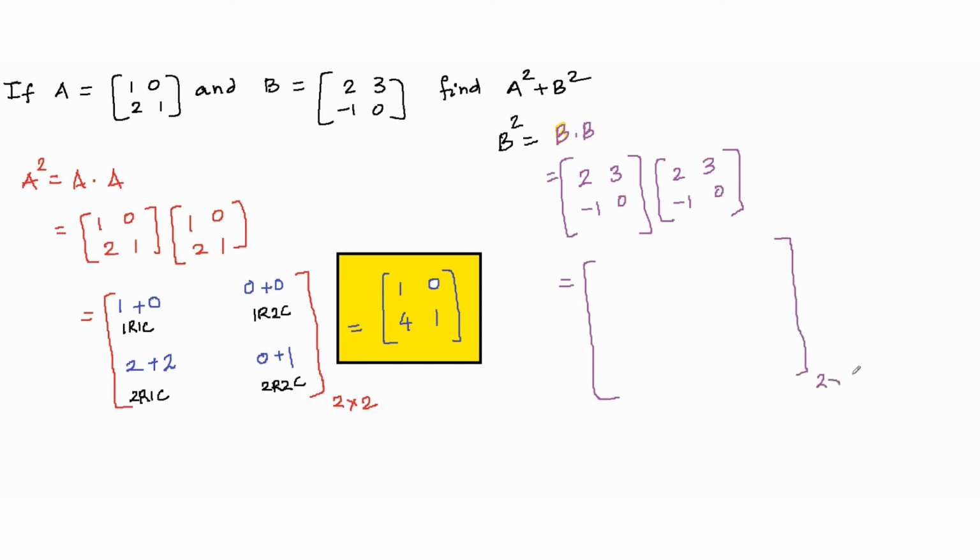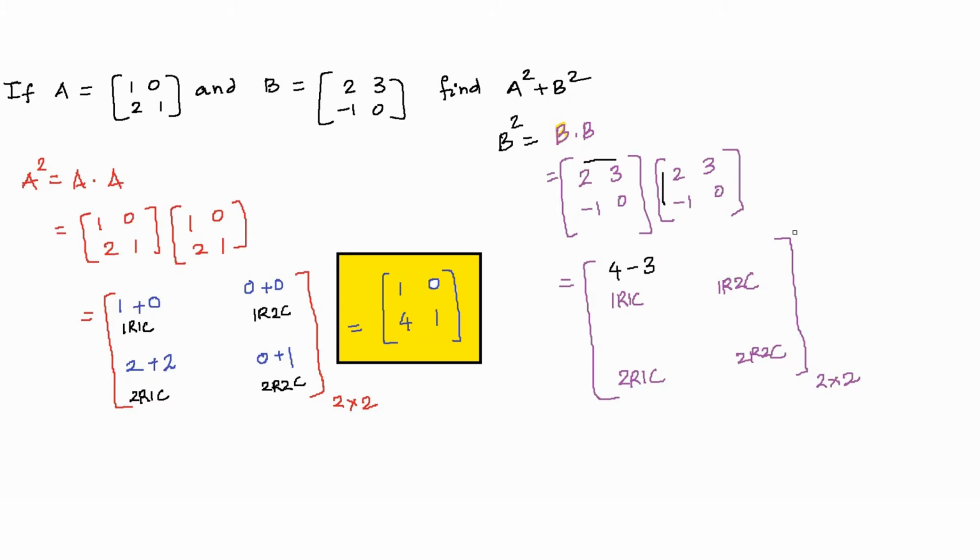A 2 by 2 matrix has first row, first column, first row, second column, second row, first column, and second row, second column. Now first row, first column would mean take the elements of first row and first column and multiply. 2 2s are 4 and 3 into minus 1 is minus 3.